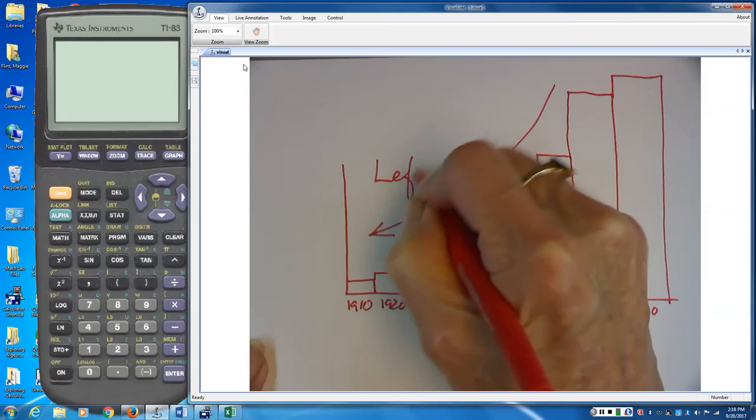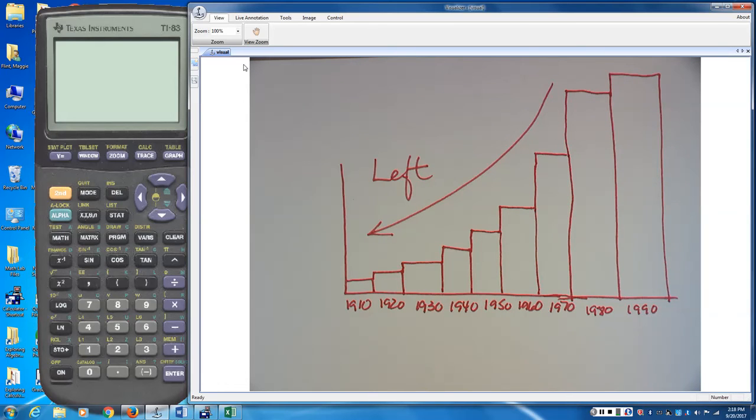left, meaning it starts out low and goes high. Okay? Starts low, goes high. That's skewed left. Starts high, goes low is skewed right.